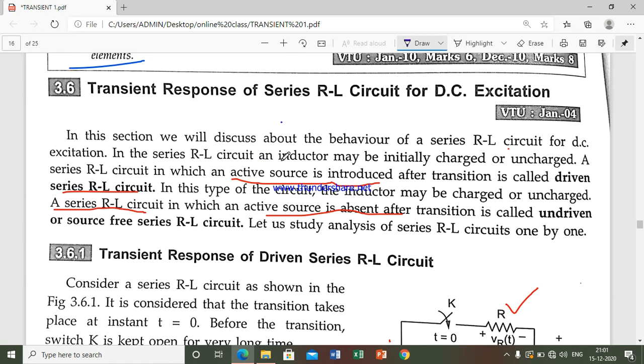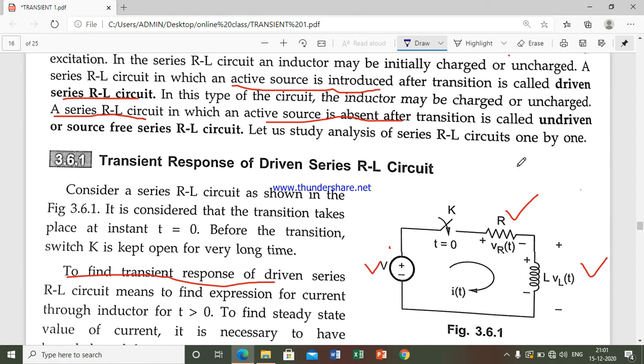In a series RL circuit, an inductor may be initially charged or uncharged. Whenever the switch is open, the inductor may sometimes be charged or uncharged. A series RL circuit in which an active source is introduced after transition is called a driven series RL circuit. If you connect a power supply voltage source like this, you can call it a driven series RL circuit. In this type of circuit, the inductor may be charged or uncharged.